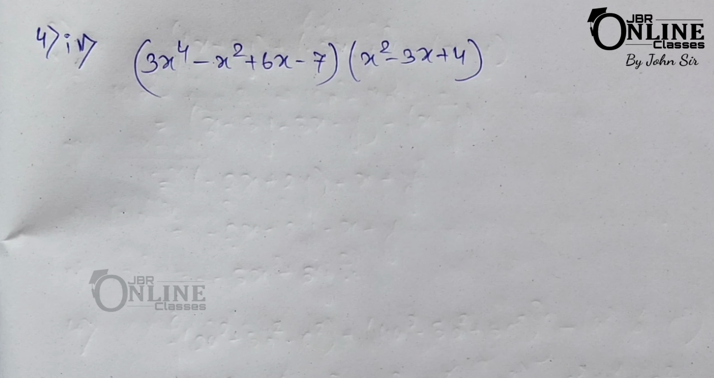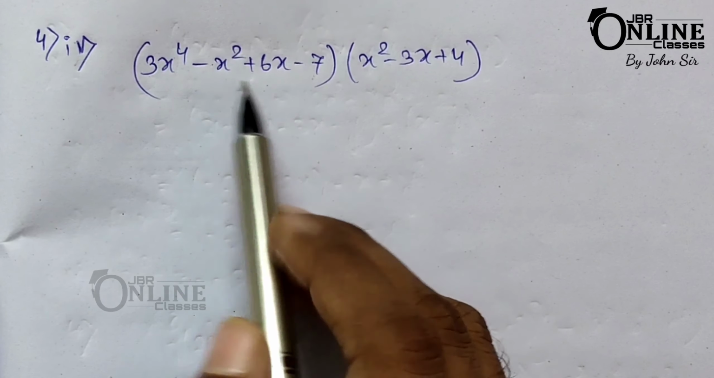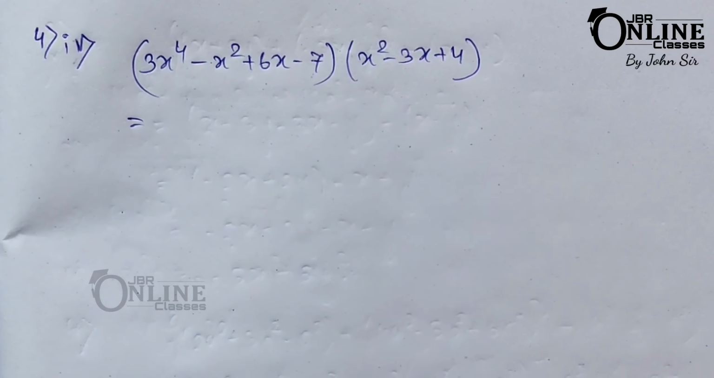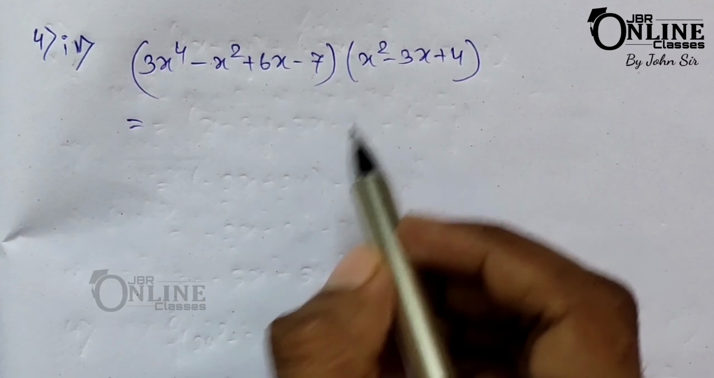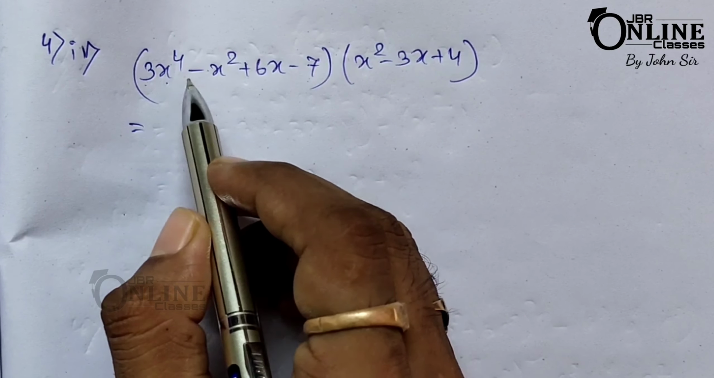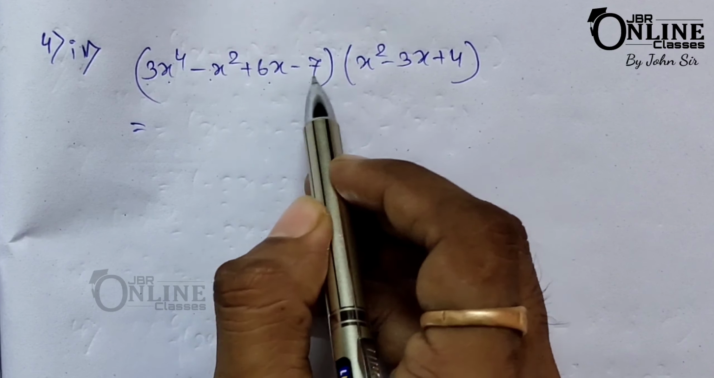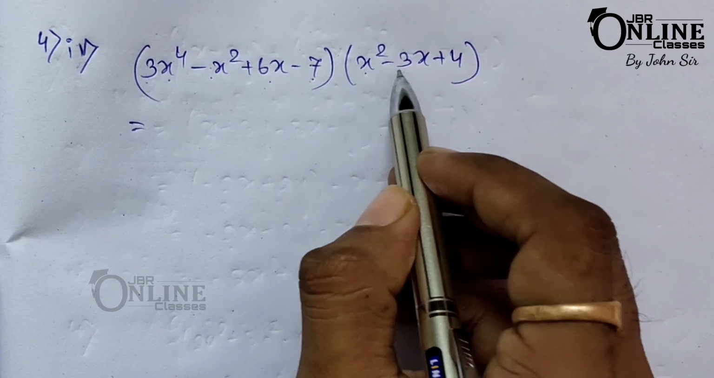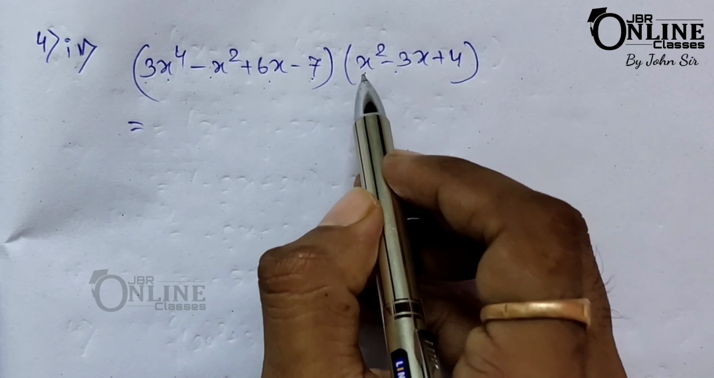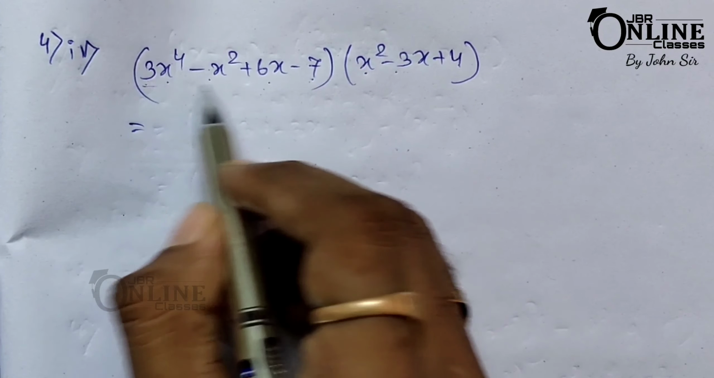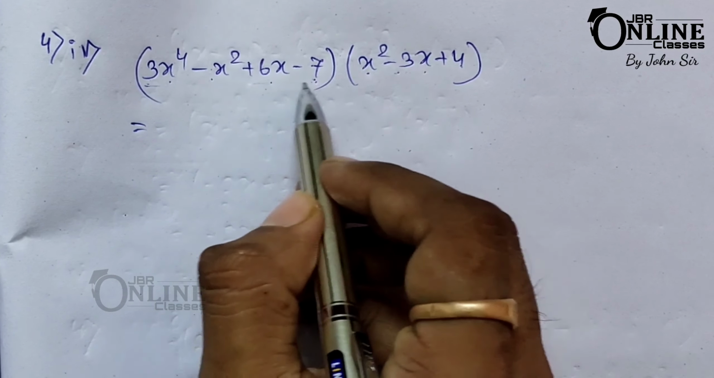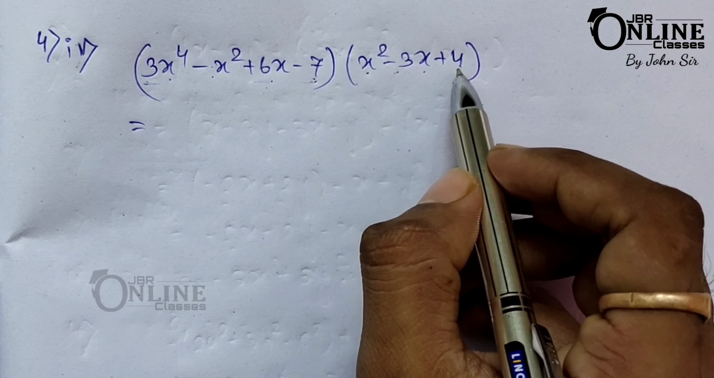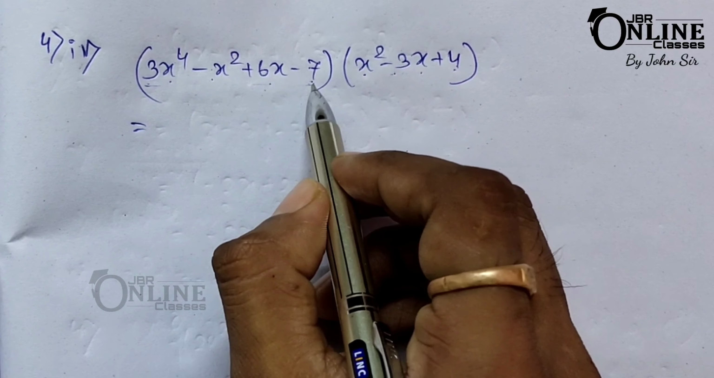So here sum number 4, multiply. There are total 4 sums. Now I am going to show only one sum. All the sums have the same procedure, so I hope you can solve the rest. Here you have to multiply 3x to the power 4 minus x square plus 6x minus 7 with x square minus 3x plus 4. That means first you have to multiply x square with each and every term, then multiply minus 3x with each and every term, and then multiply plus 4 with each and every term.